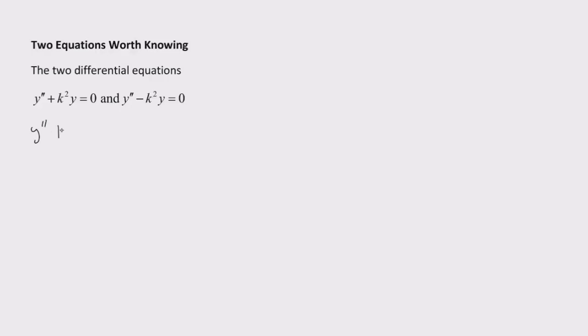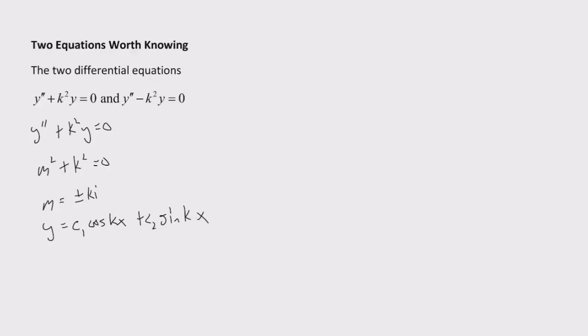So y double prime plus k squared y equals 0. So my auxiliary equation would be m squared plus k squared equals 0, which means my solution would look like m equals plus or minus ki. Okay, so that then tells us that our general solution, since we're dealing with imaginaries, would be c1 cosine kx plus c2 sine kx.